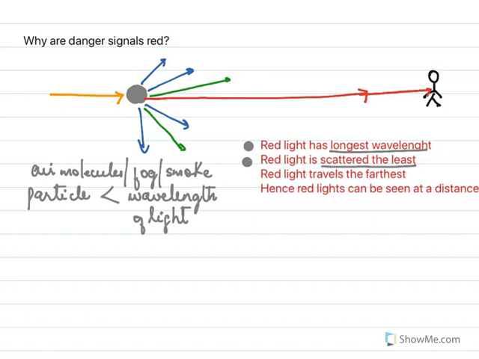So the red light is scattered the least, and hence it travels the farthest. And because it travels the farthest, it can be seen at a distance. So that is why danger signals are red in color.